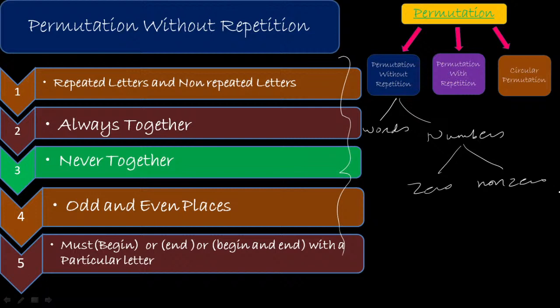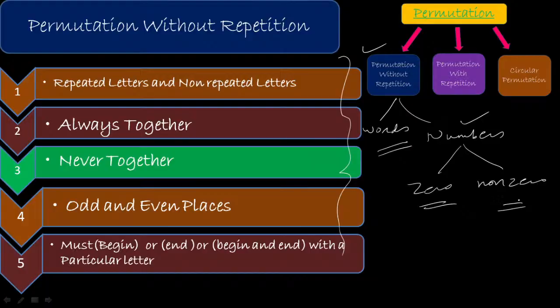So now let me move on to numbers under permutation without repetition. Words we have discussed, we have completed the discussion about words. Next we move on to numbers under permutation without repetition. Under this we are going to discuss these two categories, that is including zero and non-zero numbers.